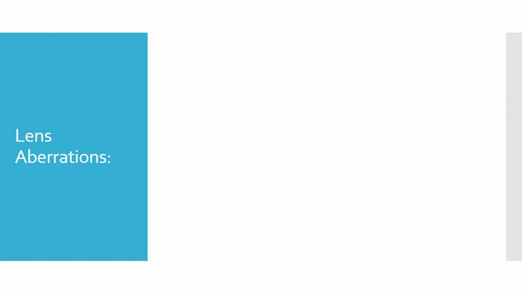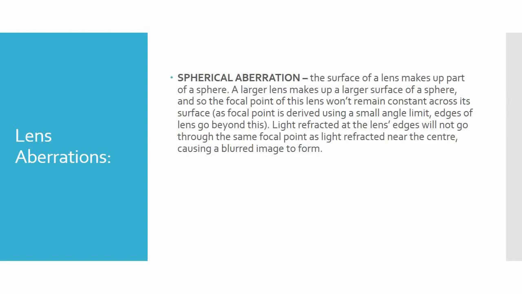As described previously, the surface of a lens makes up part of a sphere. Therefore, a larger lens would make up a larger surface of a sphere, and in this case the focal point of the lens won't remain constant across its surface. This is because the focal point is typically derived using the small angle limit, which the edges of a lens go beyond. Therefore, light refracted at the lens's edges will not go through the same focal point as light refracted near the centre of the lens, causing a blurred image to form. This is the second type of aberration known as spherical aberration.